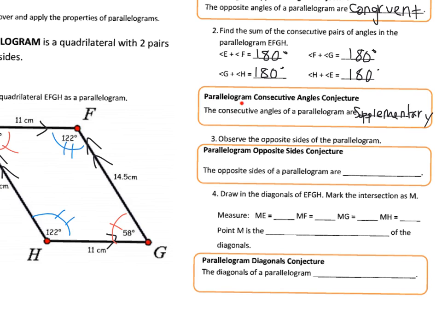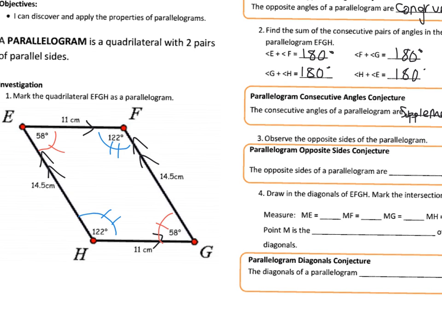So our parallelogram consecutive angles conjecture states the consecutive angles of a parallelogram are supplementary, which means they add up to 180 degrees. Next, for step 3, we need to observe the opposite sides of the parallelogram. So if we notice, EF here is 11 centimeters, and HG here is also 11 centimeters. So we can mark those as congruent.